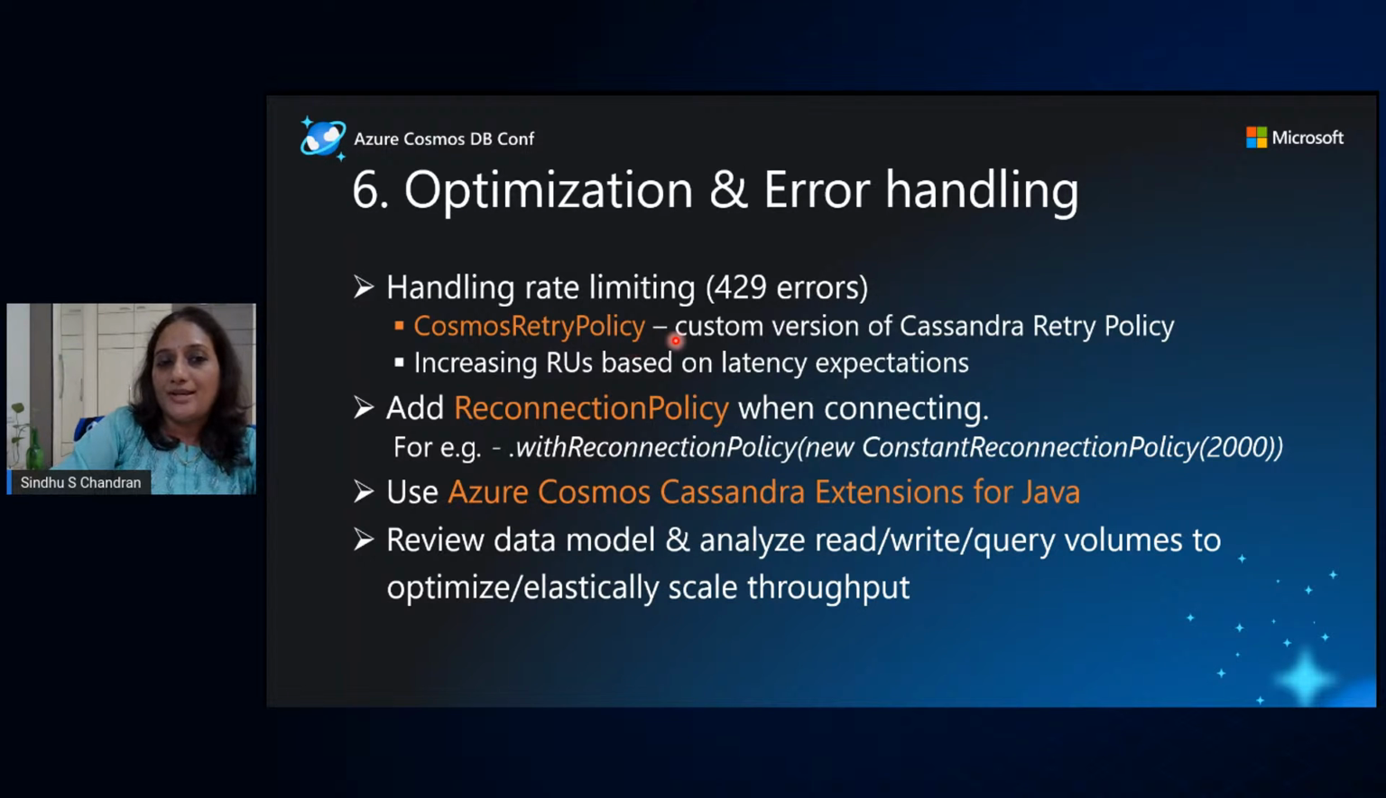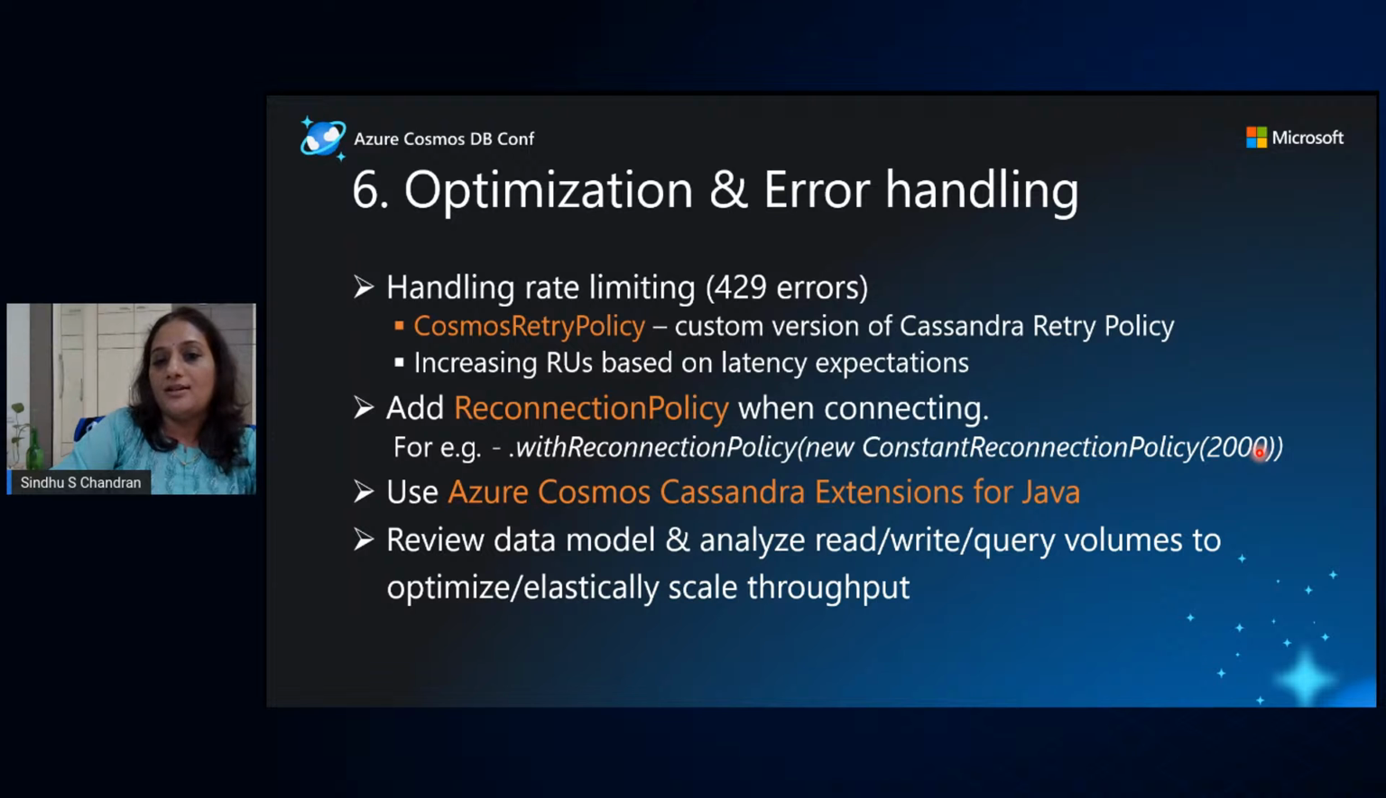So there is a Cosmos retry policy that is good to use to avoid these rate limiting errors. And this is again a must do, to implement the reconnection policy. Cassandra supports some 2 or 3 reconnection policies. The one that is recommended for Azure Cosmos DB is the constant reconnection policy with around 2000 milliseconds.